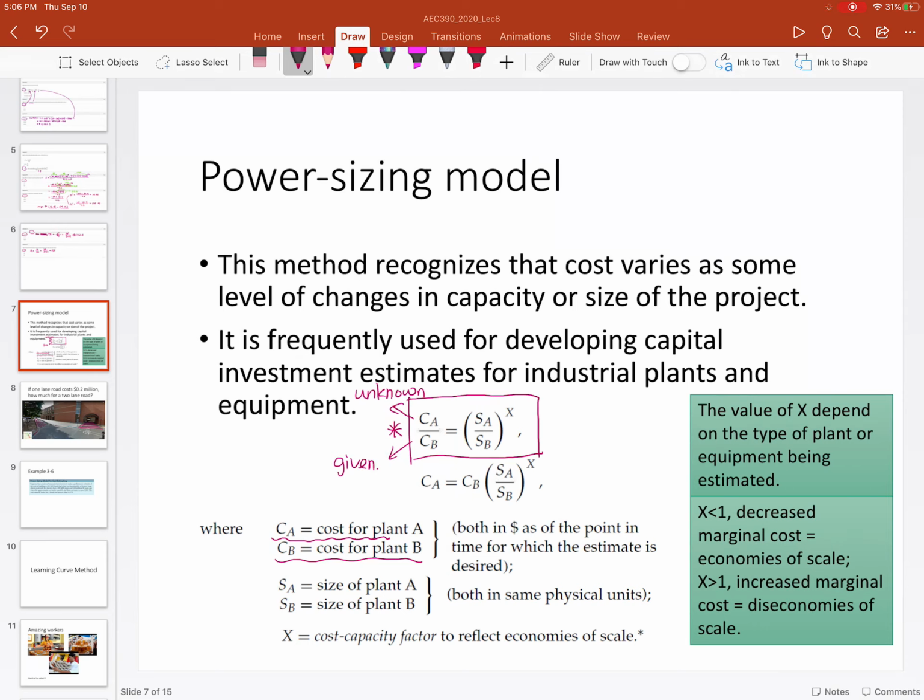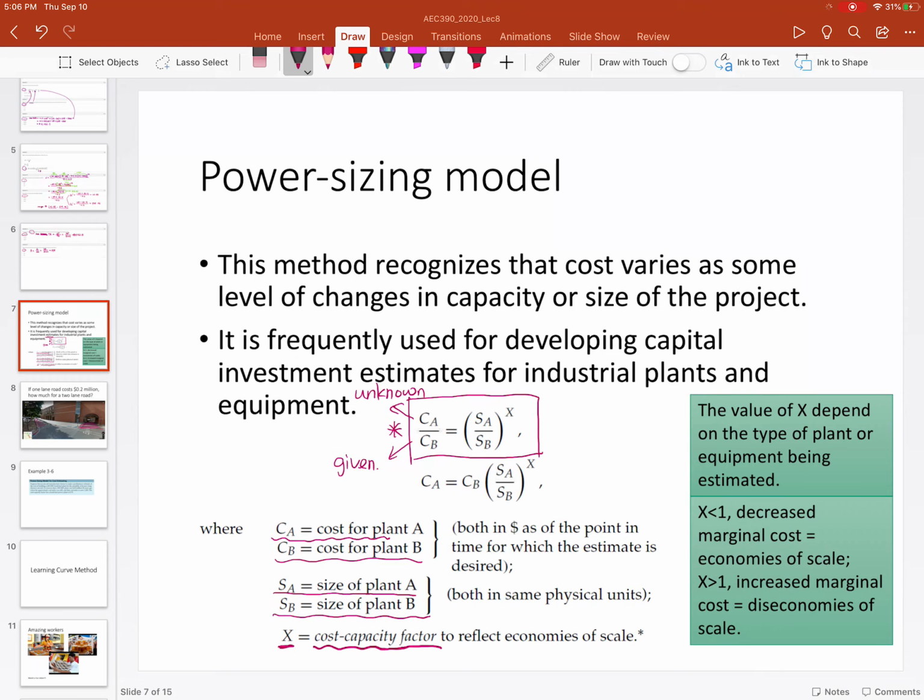Okay, so on the other side of this equation is the size A, size B. SA is the size of plant A, SB is the size of plant B. So you are given two sides of the similar plant. One is bigger, one is smaller. One is more powerful, one is less powerful. And they're all given. Another variable in this equation is X. X is called the cost capacity factor to reflect the economies of scale.